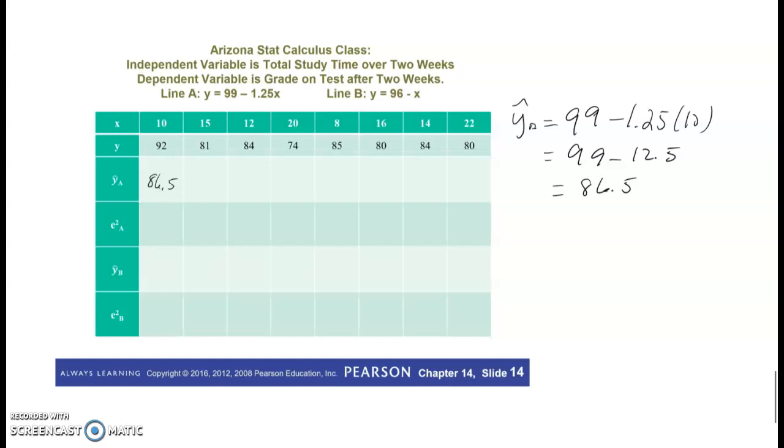Then, to get my e squared, remember e itself is going to be the actual y value from the student who studied for 10 hours, which was 92, minus the predicted value if that particular regression line was used. And we're going to square that. So go on your calculators and take 92 minus 86.5, square it. So it looks like we get what? 5.5 squared, 30.25.